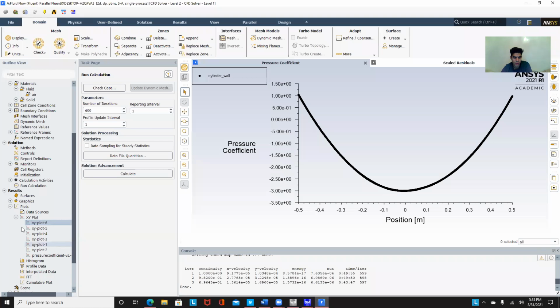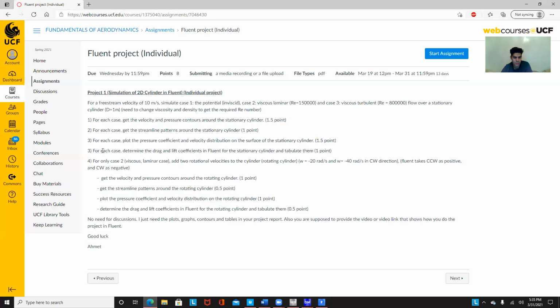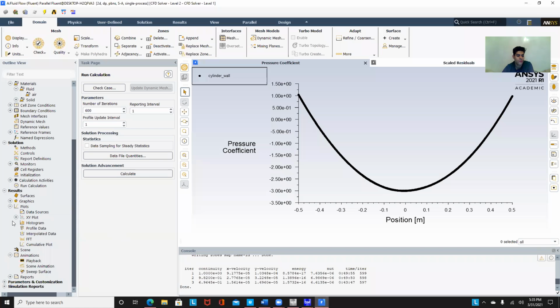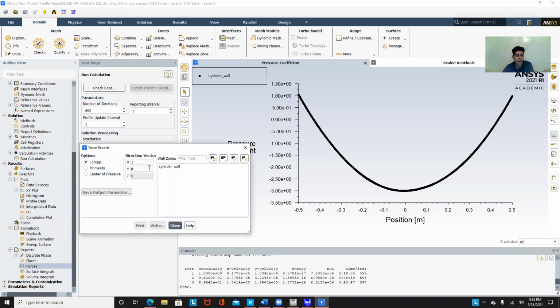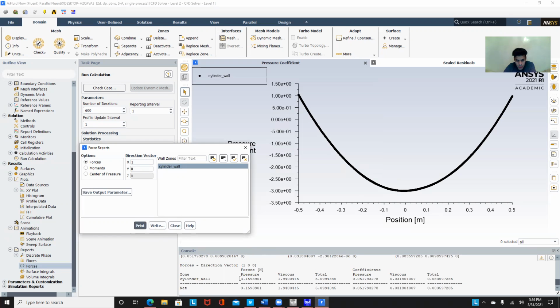And finally, we can look at the last part of our problem, determine the drag and lift coefficient. So Dr. Osbe only asked us to find the drag and lift coefficient. I found those, and I also added the drag and lift forces. To find those forces or those coefficients, we go to reports, forces. So for the drag force, we should have x equal to 1 and y equal to 0, cylinder wall, print.